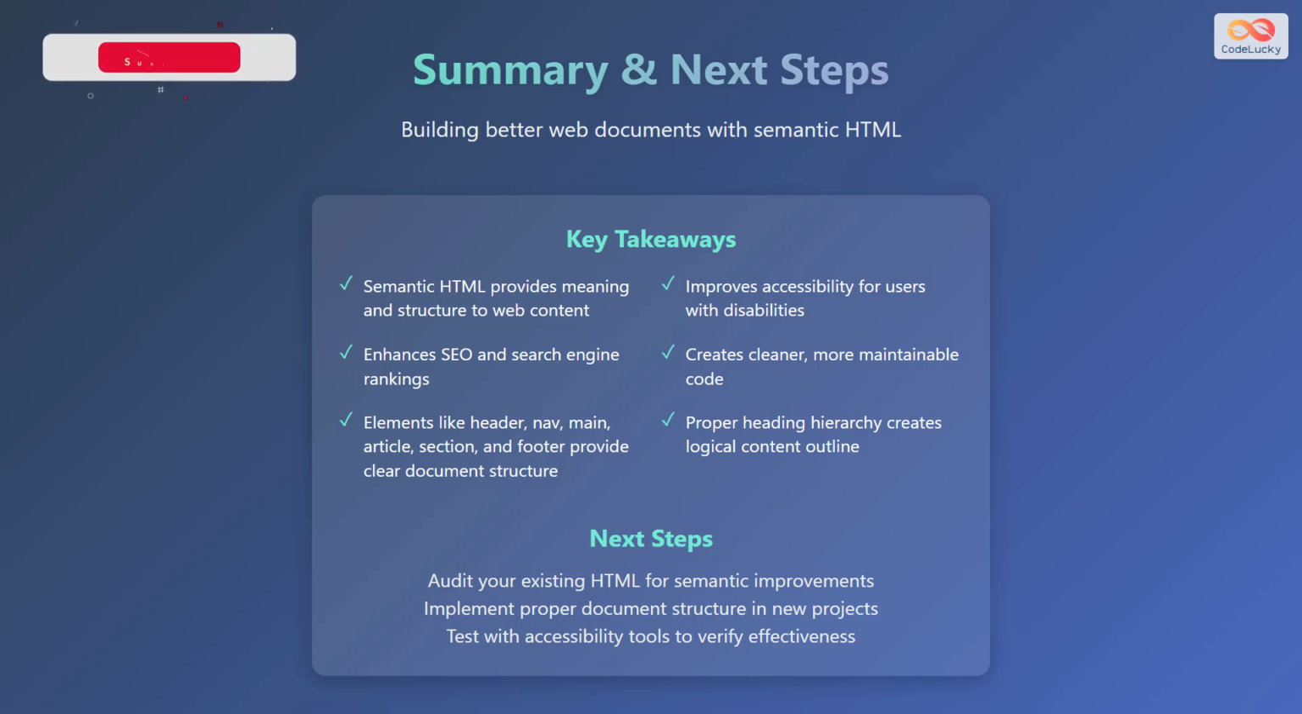To summarize, semantic HTML provides meaning and structure to web content, which improves accessibility for users with disabilities. It enhances search engine optimization and search engine rankings, and creates cleaner, more maintainable code. Elements like header, nav, main, article, section, and footer provide clear document structure, and proper heading hierarchy creates logical content outlines. For next steps, audit your existing HTML for semantic improvements, implement proper document structure in new projects, and test with accessibility tools to verify effectiveness.